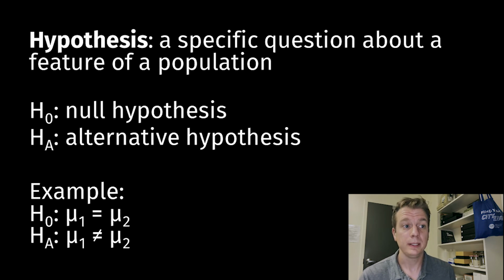Of course, we need to be specific and descriptive with developing hypotheses for specific questions about specific populations. Here is a basic example of a null and alternative hypothesis. The null hypothesis is that the mean of population 1 equals the mean of population 2. The alternative hypothesis would be that the mean of population 1 is not equal to the mean of population 2.